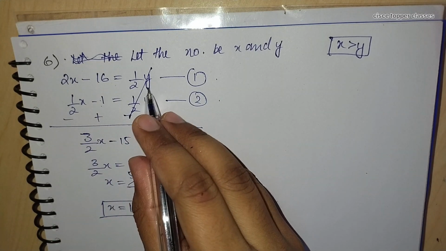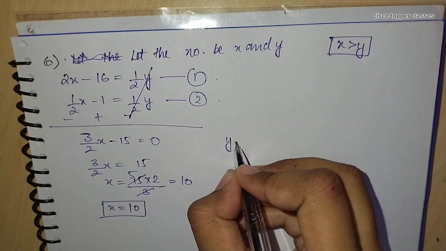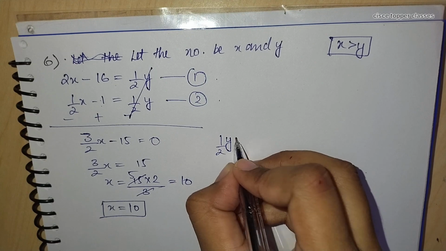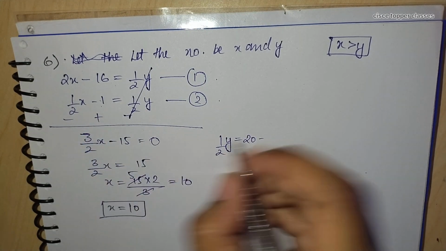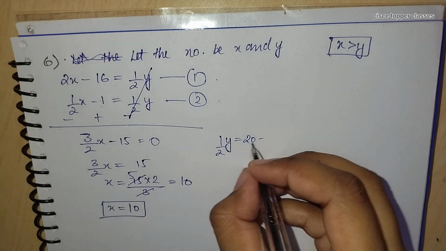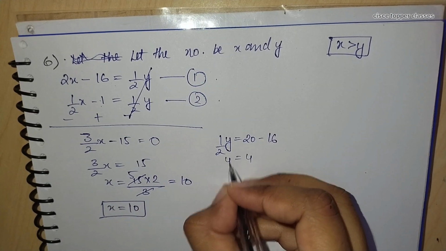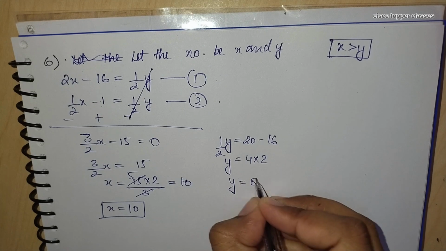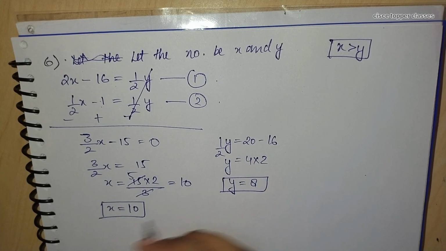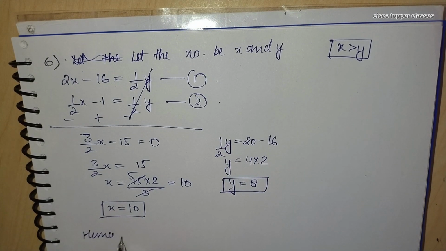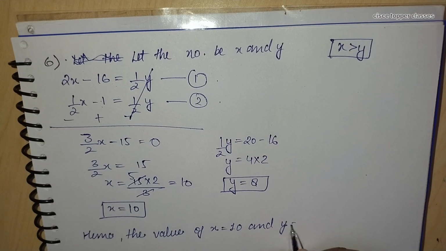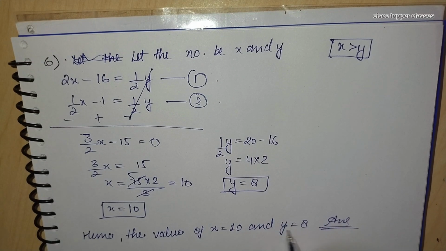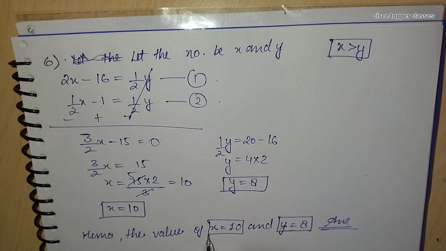Now we have to find the value of y. By using the first equation, we can find the value of y as half y is equal to 2x minus 16. So 2 into 10, by putting the value of x here, is 20 minus 16, which is 4, and y is equal to 4 into 2, which is 8. So this is the final answer in this question. Hence, the value of x is equal to 10 and y is equal to 8 is the final answer here.